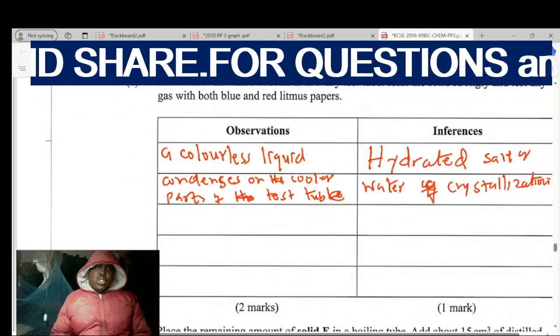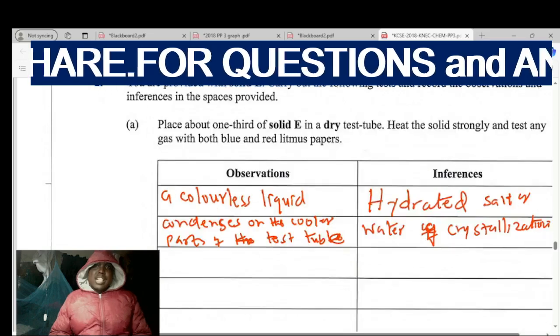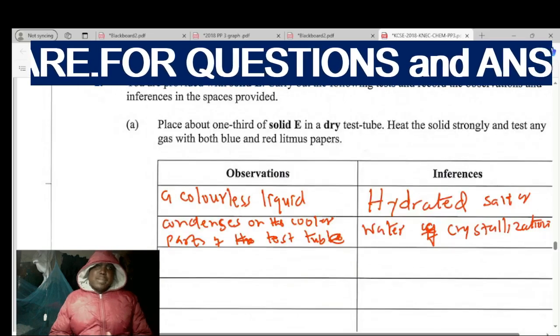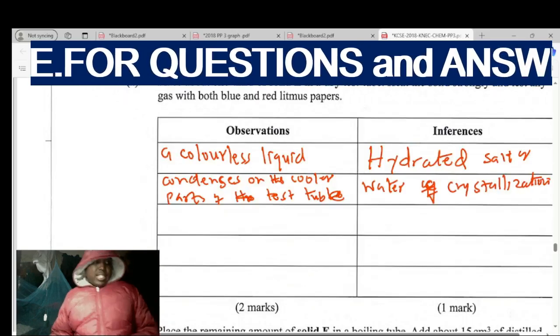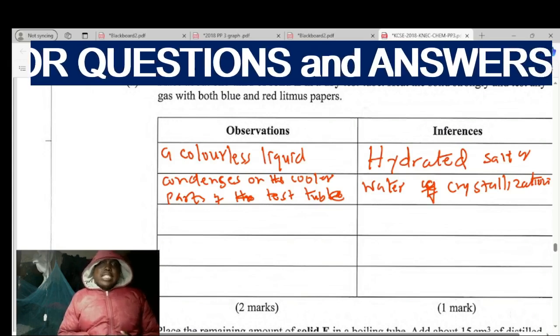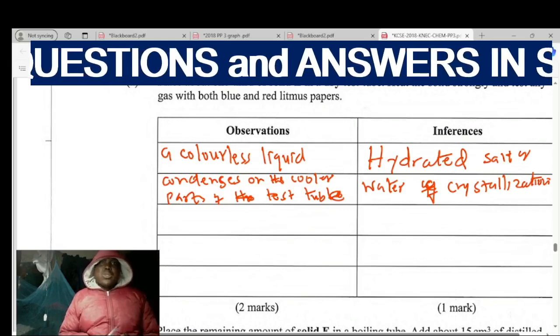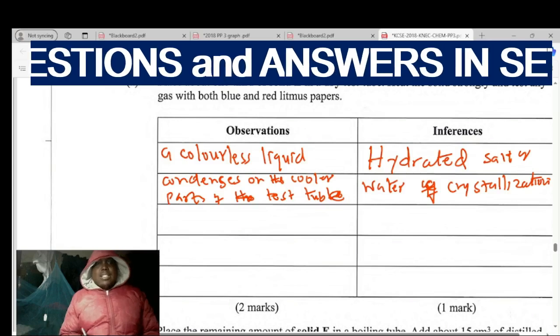That is an observation that comes, by the way, but the major thing we want to test is the gas produced, by litmus paper. That's where the main observation is. What happened? Did the litmus paper change to blue or not? Did the blue litmus paper remain blue or change to red? What happened? So you need to tell us.